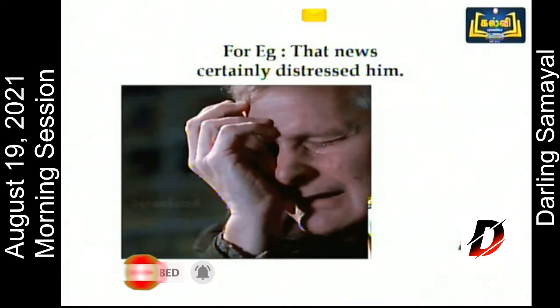For example, that news certainly distressed you. Some occasion or some event might have distressed you. In your family, somebody might have disappeared, somebody you might have lost. Then you will get the pain, you will get sadness. This shows distress. If you get bad news, you will be distressed.